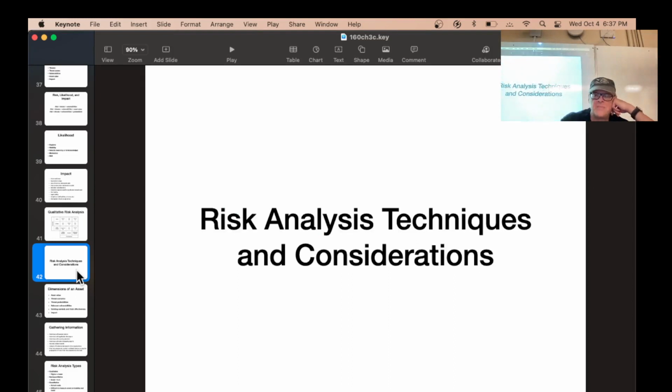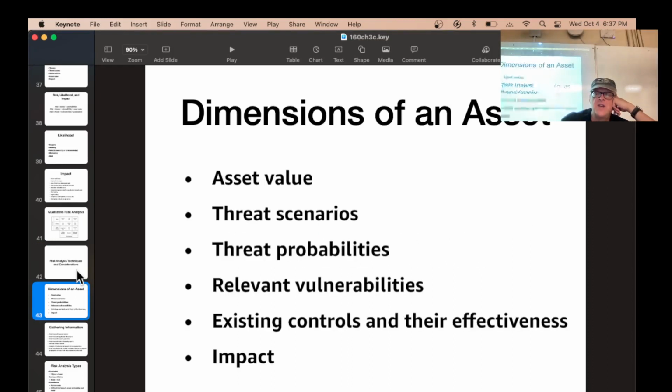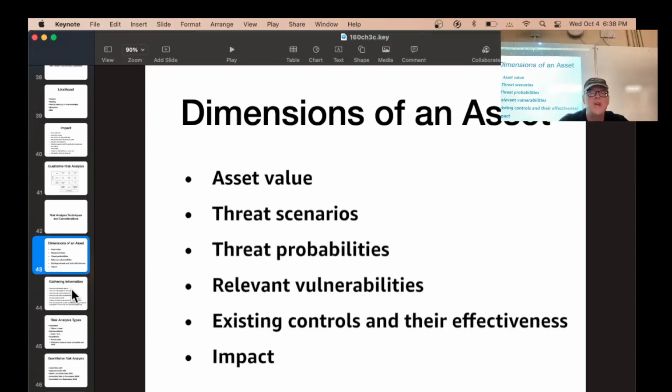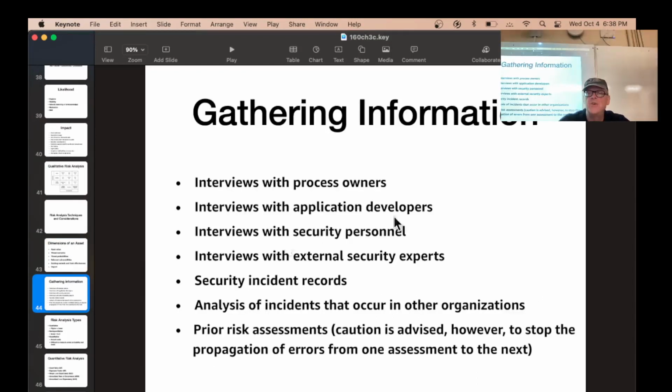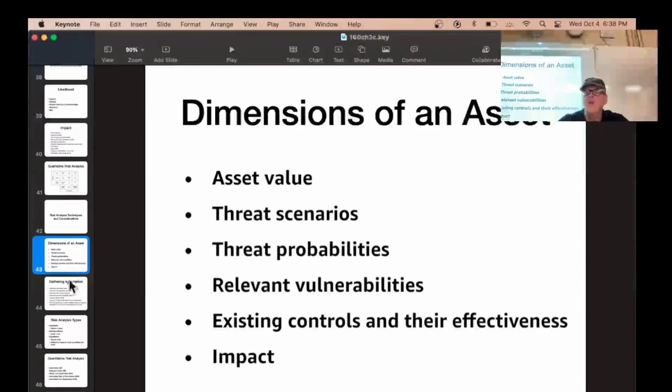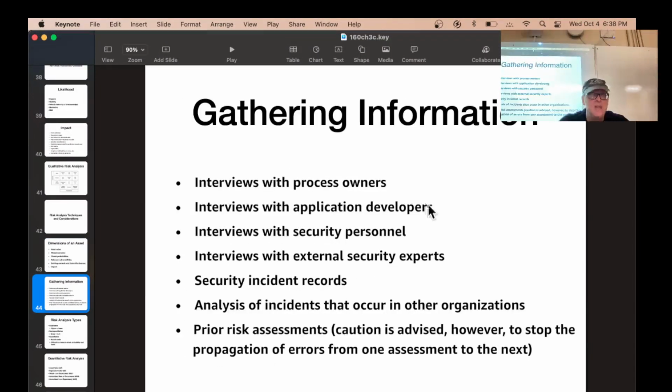All right, so these are the risk analysis techniques. Your asset has value. There are possible scenarios by which people could attack you, and then you can estimate how likely it is that that attack would happen, how vulnerable you are, what controls you have, and how effective they are to stop that, and then you can have some estimate of the impact of this. These are considerations when deciding which threats are worth implementing countermeasures against.